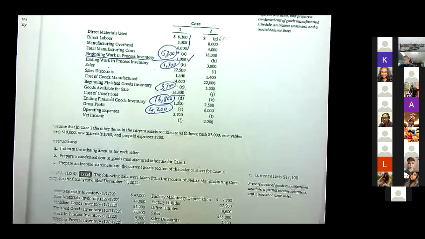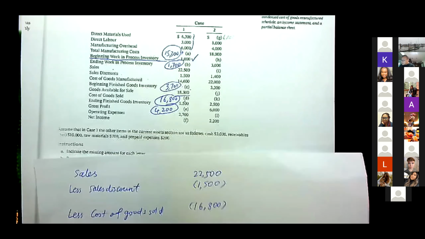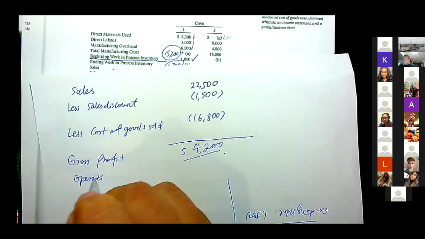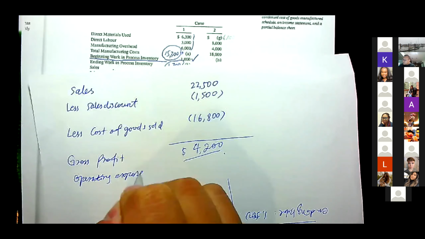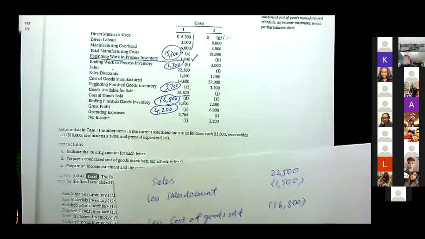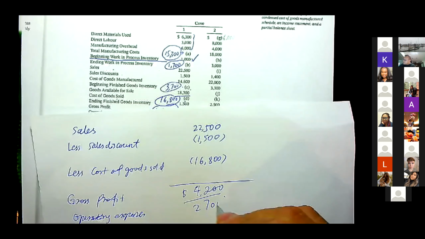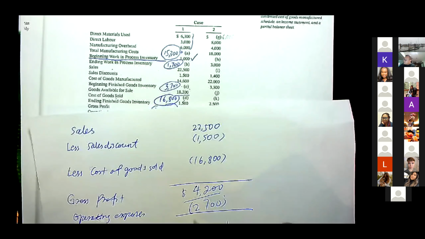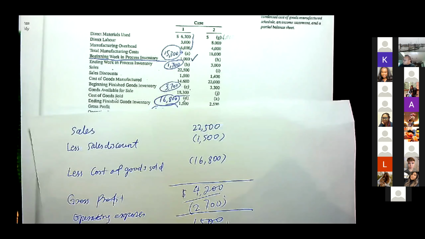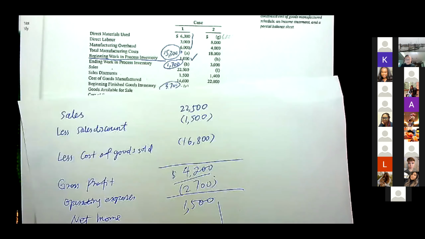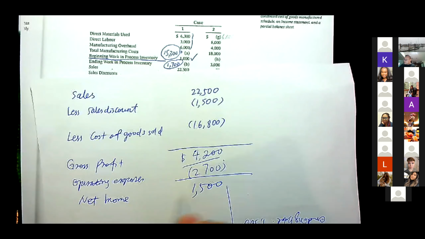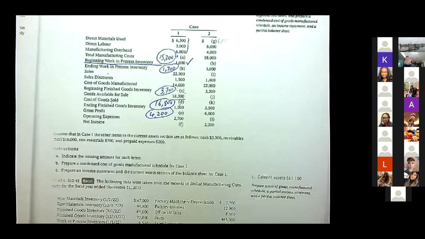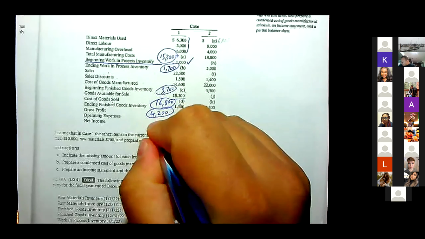And the last one is the net income. So you have gross profit, and then you have operating expenses, right? So what is that operating expenses? 2,700. So your net income will be 1,500. Okay, 1,500 net income. So is this clear?